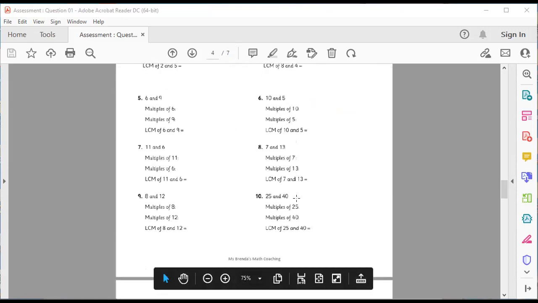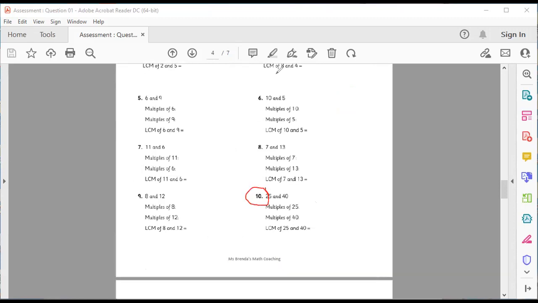Look here. We have about 10 questions here. So multiples of 25. I want you to work out this question and put it in the chat now. What is your lowest common multiple for number 10? Come on, try. Use this method, the listing method, and tell me what is your lowest common multiple.